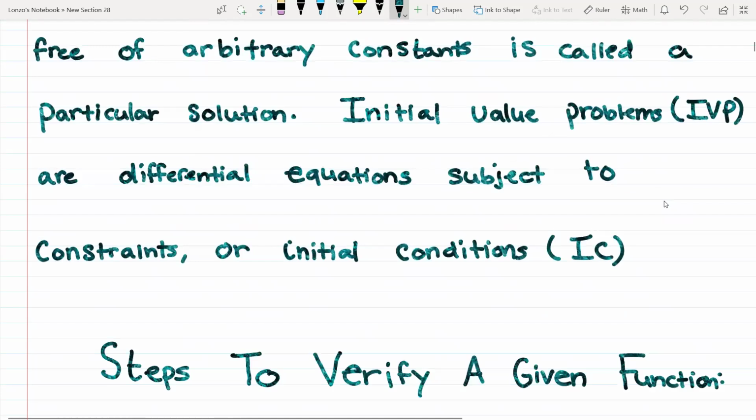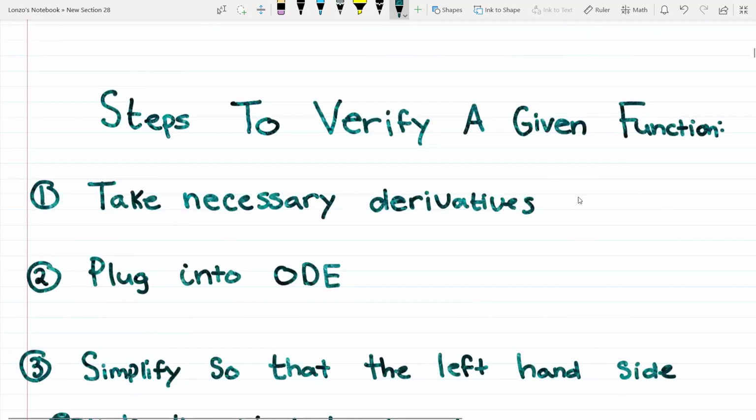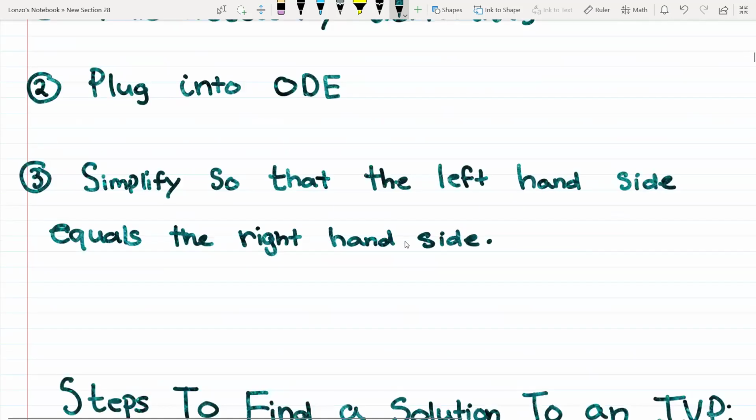What that basically means is you have to verify the solution by plugging in the given initial value, and if the left equals the right, then it's a solution. And then we're going to have to find C1 and C2 when given an initial value or two initial values. So, steps to verify a given function: take the necessary derivatives, plug into the ODE, and simplify so that the left-hand side equals the right-hand side. You've done this before.